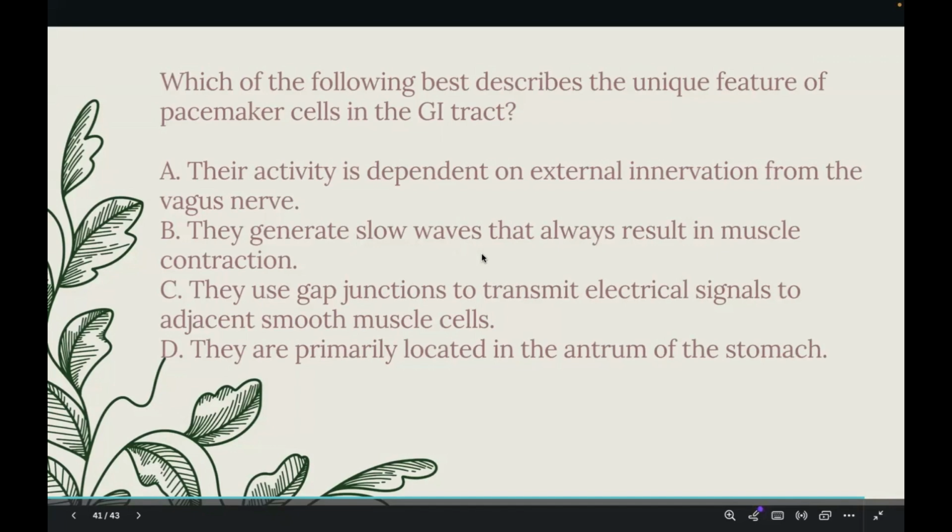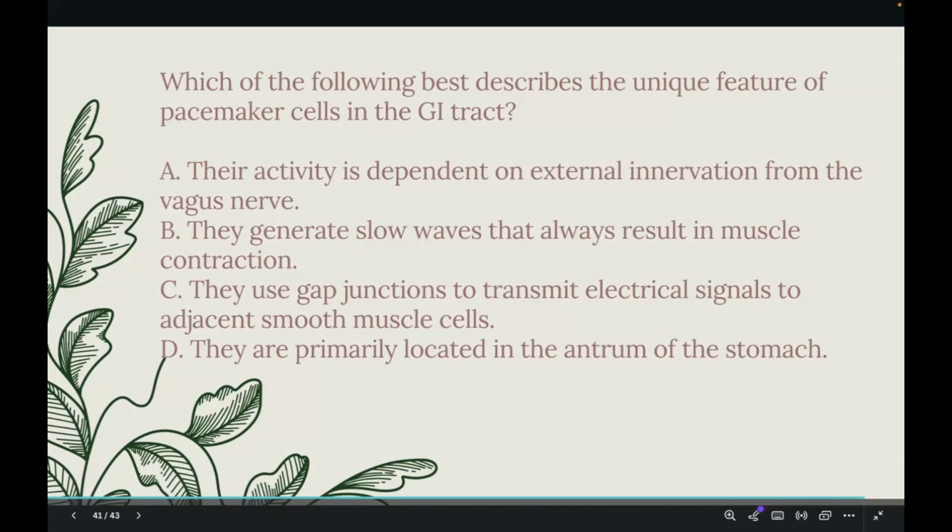D, no. These pacemaker cells are present throughout the whole GI tract. A is wrong because I know this wasn't mentioned very properly, but it's an intrinsic pacemaker.